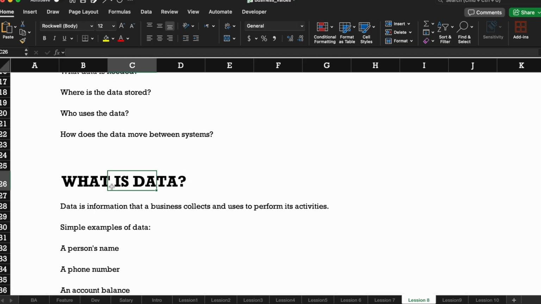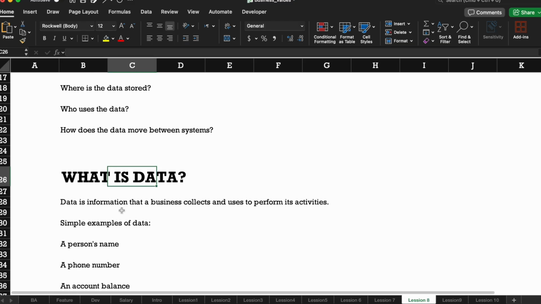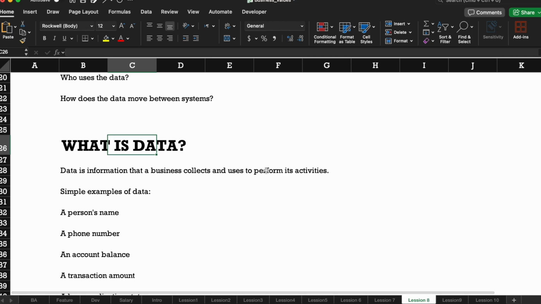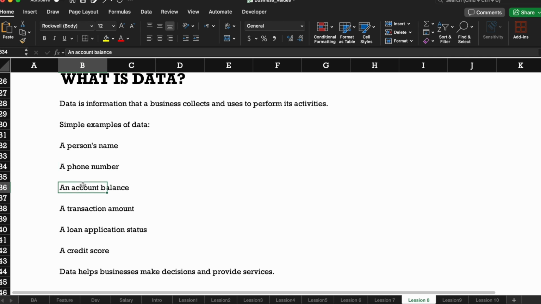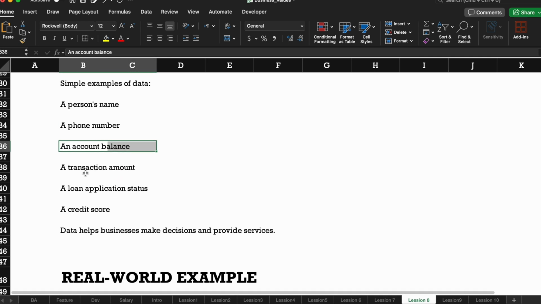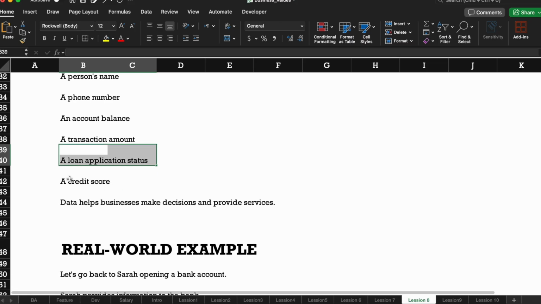So what is data? Data is information that a business collects and uses to perform its activities, right? A simple example of data: a person's name is a piece of data, a phone number is a piece of data, account balance is data, transaction amount is data, a loan application status is data, a credit score is data. So data helps businesses make decisions and provide services.